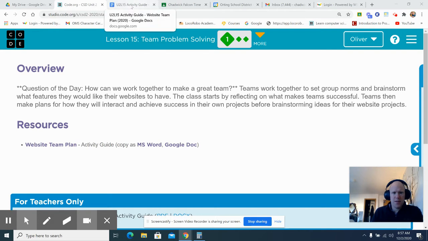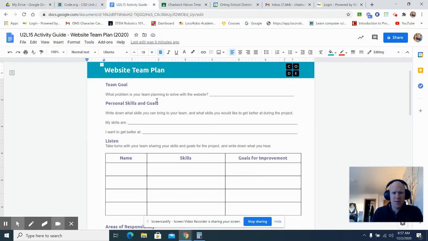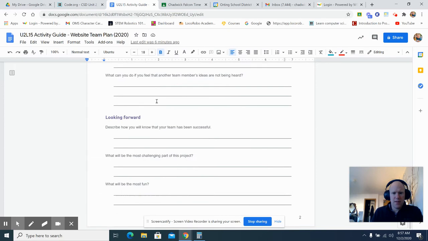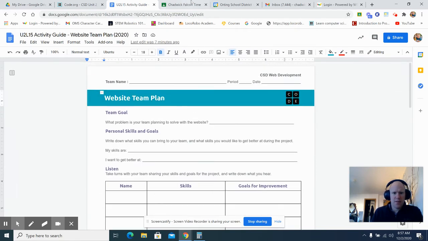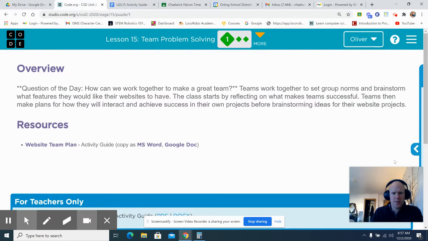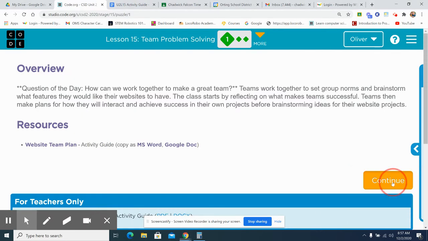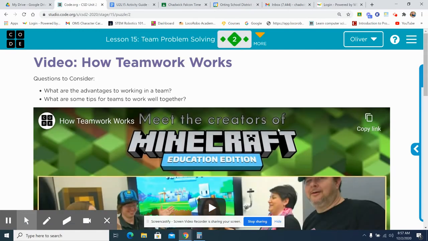We're going to also be using the Unit 2, Lesson 15 activity guide for team building. All right, so let's get me out of the way, click continue. Okay, there are a couple of videos in here, how teamwork works. Two things to think about. What are the advantages of working in a team? What are some tips for teams to work well together?